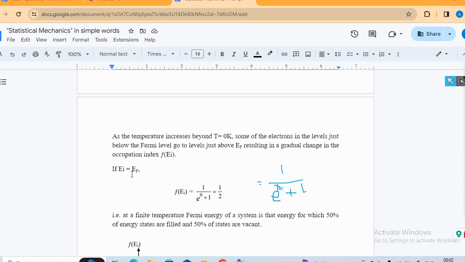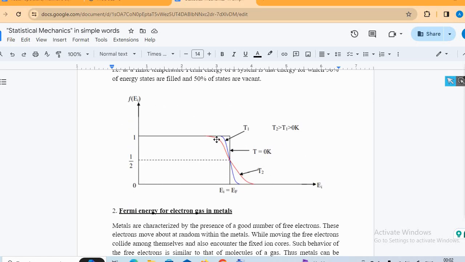But if you have the case E minus EF, so E minus EF is 0, divided by KT. Now T is not equal to 0. So this factor, 0 divided by something, gives you 0 over there. So E to the power 0 means this is 1. So you have 1 divided by 1 plus 1. So what it gives is that for T greater than 0, you have a probability of 50% for particles below Fermi level energy and above Fermi level energy.